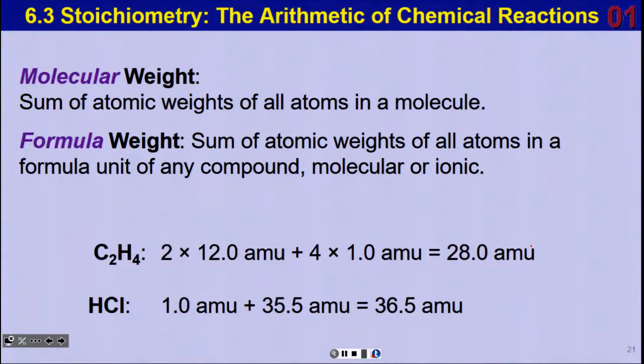So for ethylene, with 2 carbons and 4 hydrogens, you simply add up the atomic weights as shown on the periodic table. Carbon is going to be 12 to 3 sig figs. That's totally fine. And 2 of those plus 4 times hydrogen to 2 sig figs, it's 1. We can add that up and we get 28 AMU as the molecular weight, the formula weight, for ethylene. HCl, similarly, 1 AMU is for hydrogen, and 35.5 AMU is for chlorine. Add them up and you get 36.5 AMU for the molecular weight of HCl.